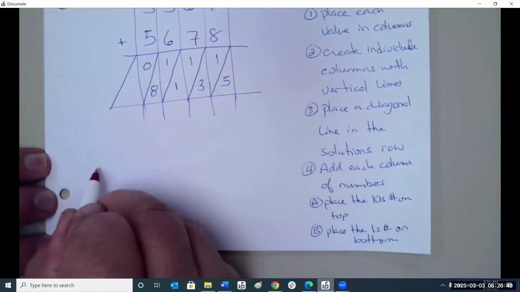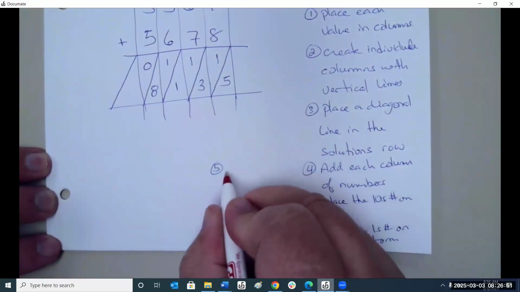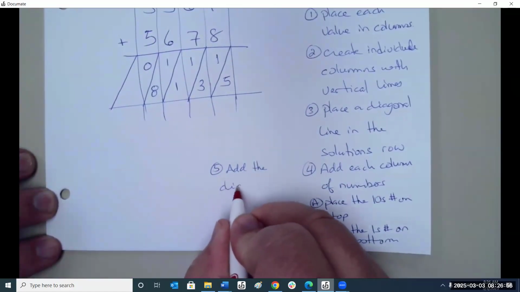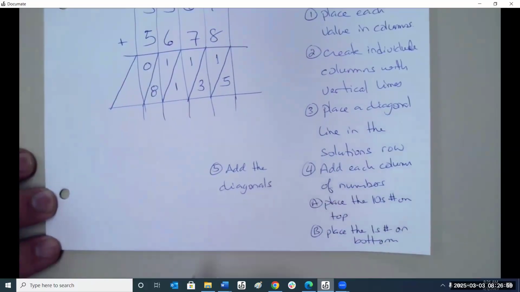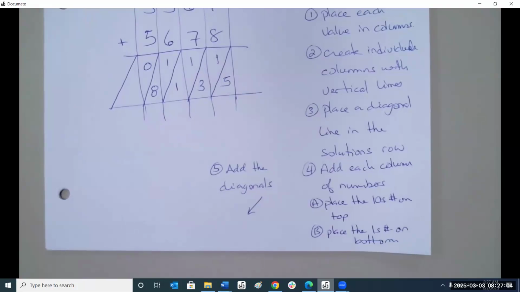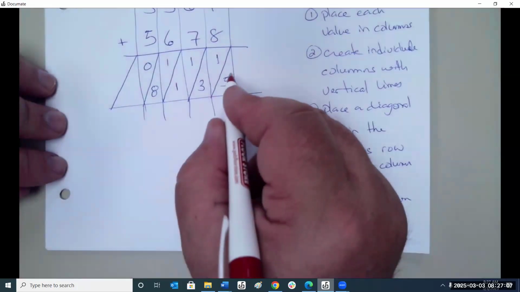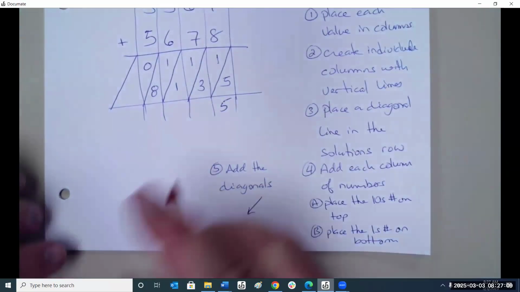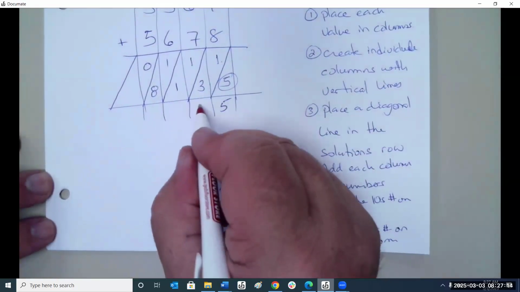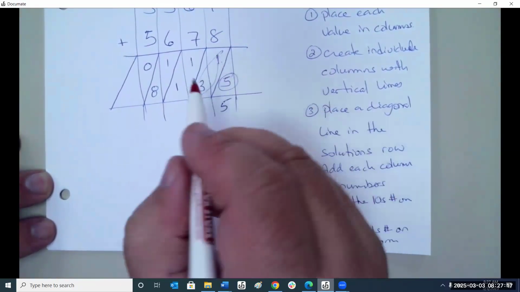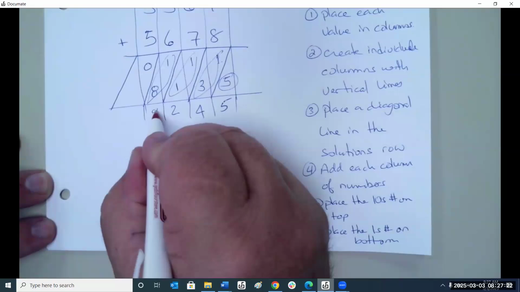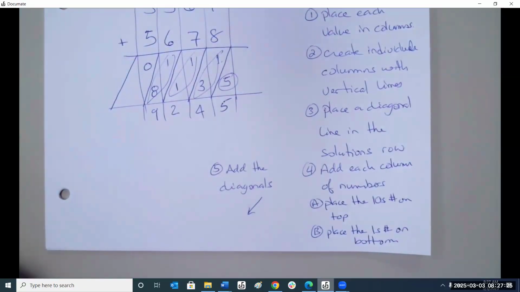Then step 5. The diagonals, going top left to bottom, top right to bottom left. So the first one is a 5. It just starts, this number, whatever's here, is always a 5. 1 plus 3 is 4. 1 plus 1 is 2. 1 plus 8 is 9, and then 0. So it's 9, 2, 4, 5.